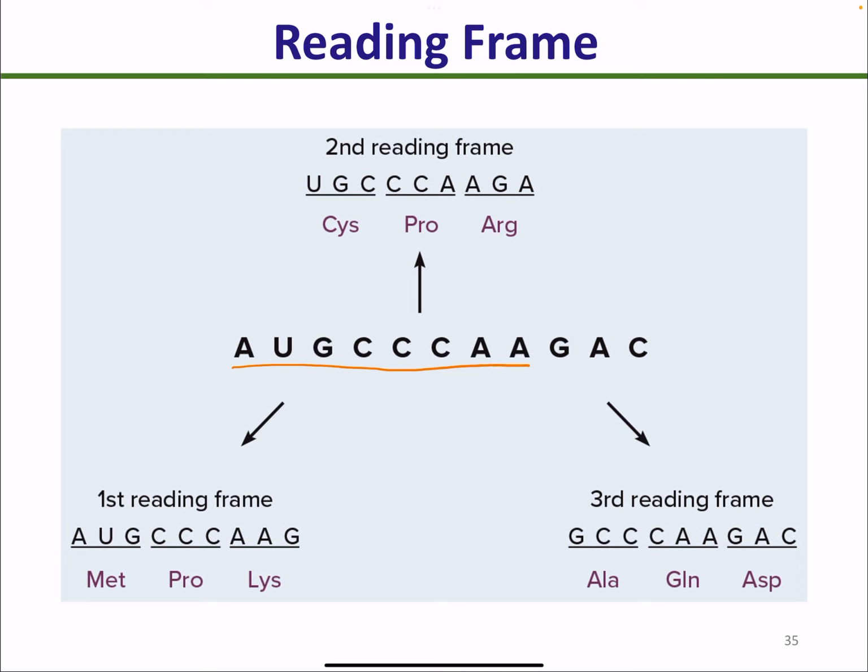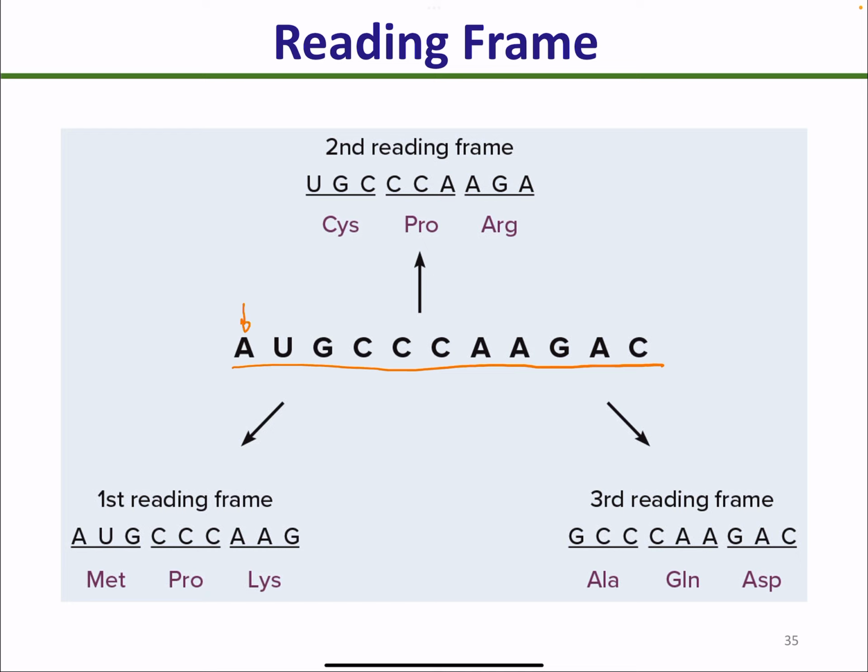So now, let's have an imaginary sequence. This imaginary sequence right here: AUGCCCAAGAC. If, say, we identify a new gene and we don't know the sequence of amino acids for that new gene, we are going to ask, what are the possible reading frames in that sequence of DNA? That's the question we are going to ask.